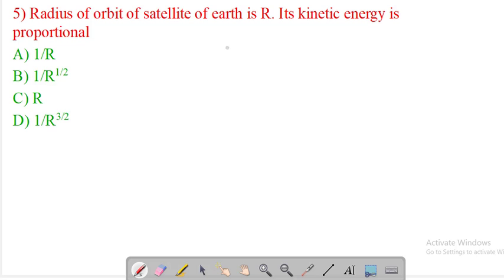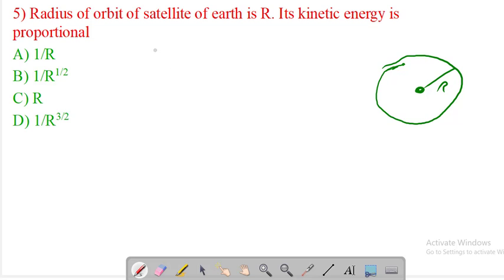Next we come to problem number 5. Radius of orbit of satellite of Earth is r. Its kinetic energy is proportional to. So what we are given is a satellite is orbiting around the Earth. This is Earth. So it's moving in the orbit of radius r. So its kinetic energy is proportional to.